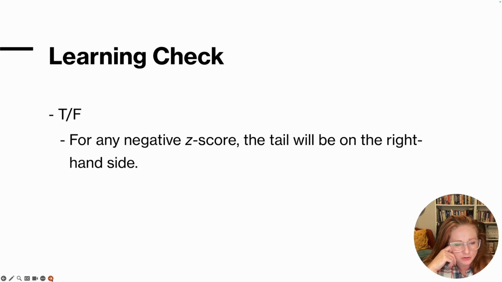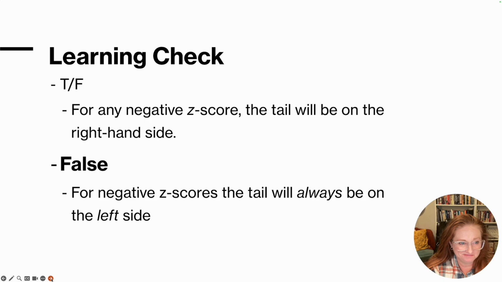Okay. True, false. For any negative z-score, the tail will be on the right-hand side. Okay, so this might be helpful to draw it out. So draw a normal distribution for any negative z-score. So just draw a z-score on the negative hand side and then shade it in. The tail will be on the left-hand side. So if your z-score is over there, right, the tail is going to be on the left-hand side.